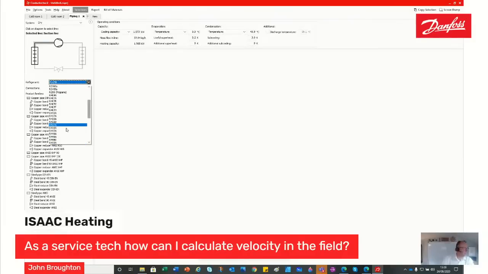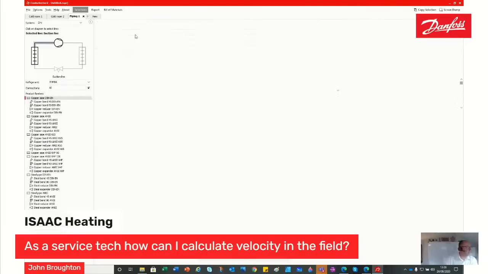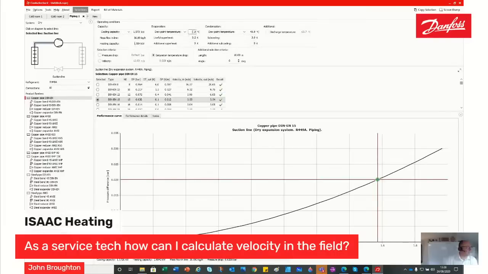Let's go for R449A, for example. You can get this quite detailed, so you can decide whether it's stainless steel pipe or copper pipe, what the maximum working pressure is, and so on. I'll go with a copper pipe. Look at our cooling capacity, evaporating temperature, condensing temperature, and it will give you a result. You can see here it's highlighted 15 mil, and it's giving you a velocity.